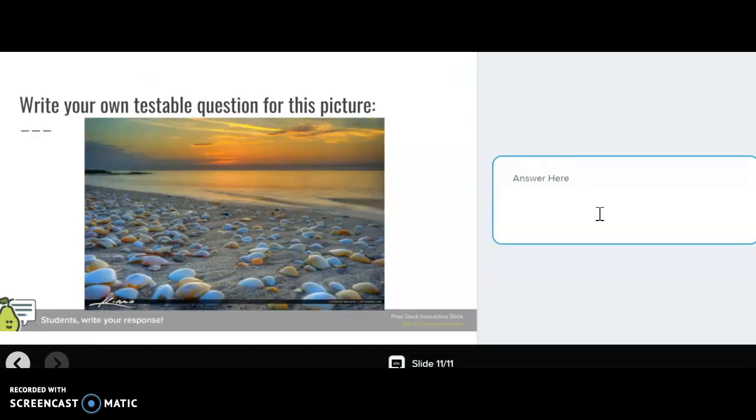Here we have a beach scene. Maybe I might ask, how many shells can be found on 10 square feet of beach? You test different 10 square foot sections, counting how many shells. Remember, testable questions, always thinking of something that would lead directly to an experiment.